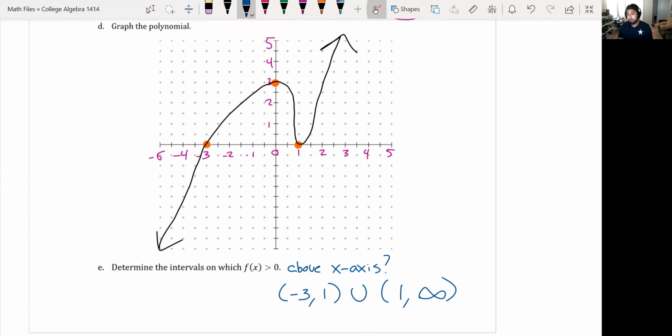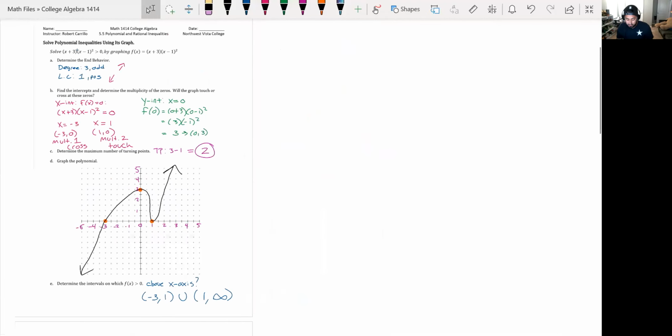It has to be a union at 1, because if you were exactly on 1, this means that you would be on the x-axis, and we're only looking for above the x-axis. And that's how you solve a polynomial inequality. You can graph it and then use all that information to answer that simple question.